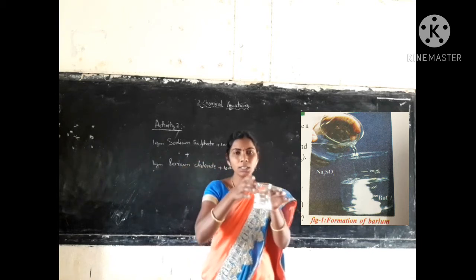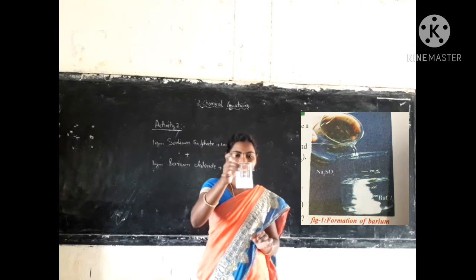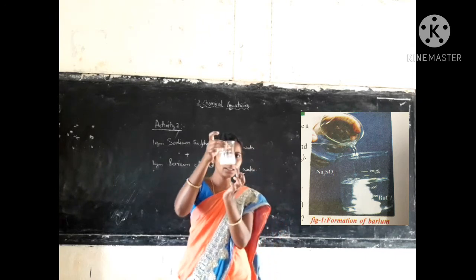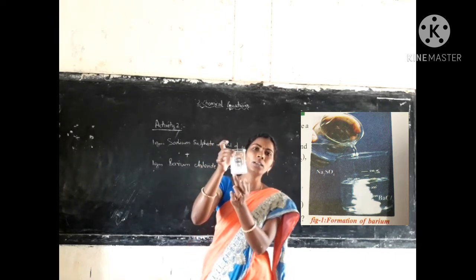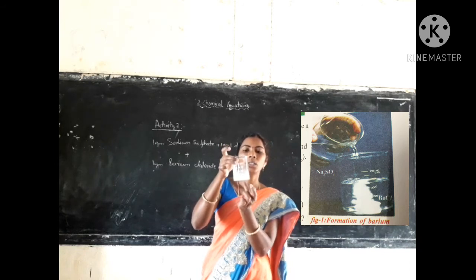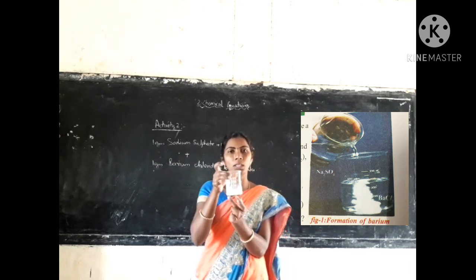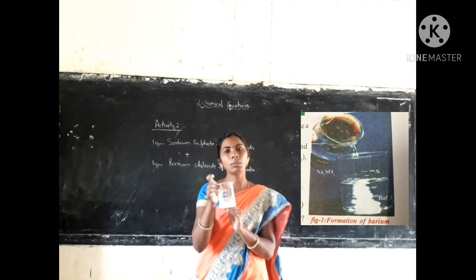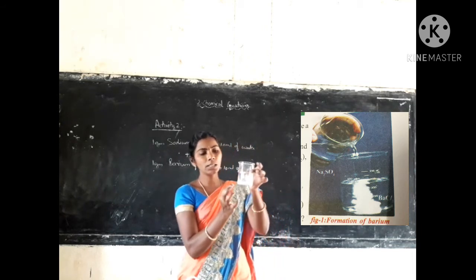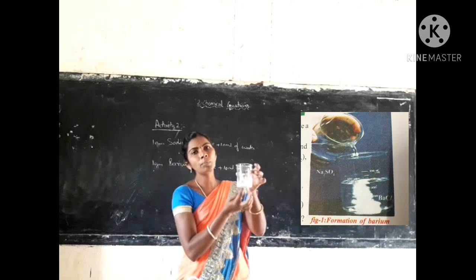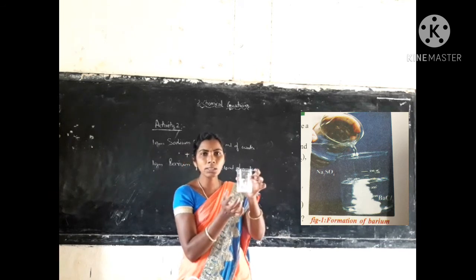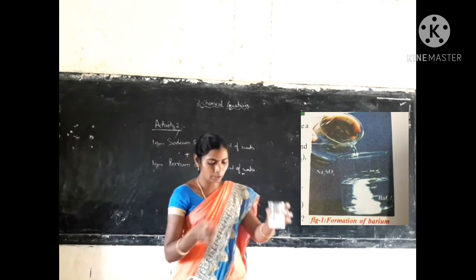Before mixing they were somewhat colorless, but after mixing you can clearly see a milky white solution has been formed. So it is not a solution, it is a precipitate. Precipitate means like a curd, not completely liquid, not completely solid. So we can see a milky white precipitate has been formed. What is this milky white precipitate? Let us see on the board.